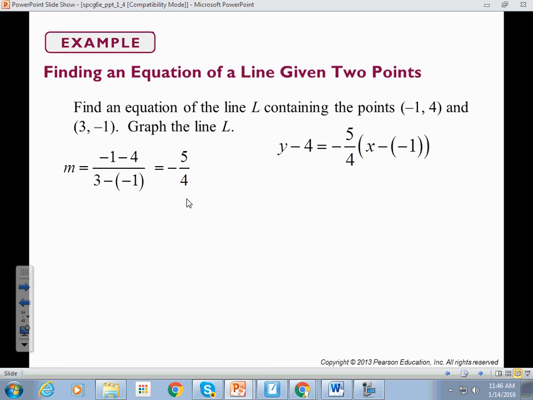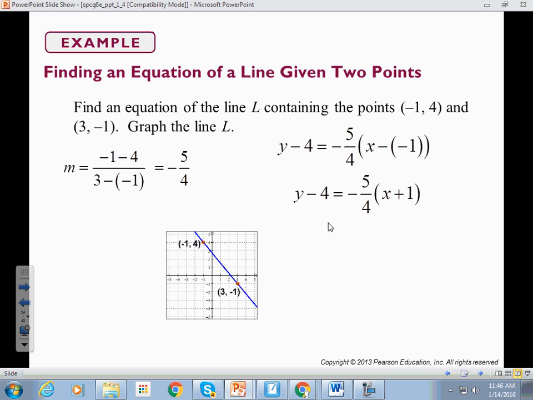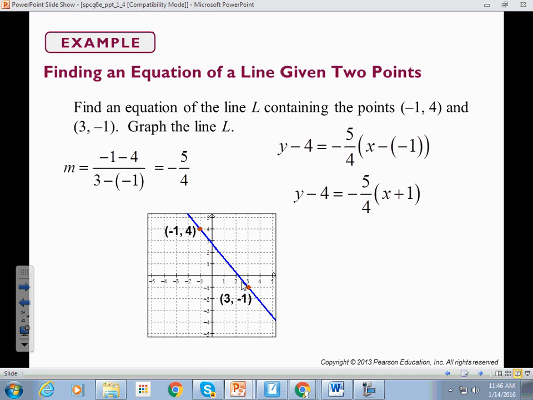And then we put this in point-slope form. So we pick our first point, and it doesn't matter which point you use. Either point is the correct answer. So we put 4 in for y1 and -1 in for x1. Simplify that. Negative and negative is a positive. And the graph of this looks like so.